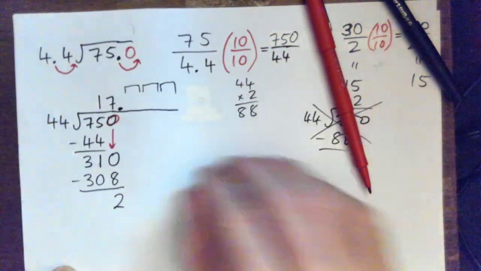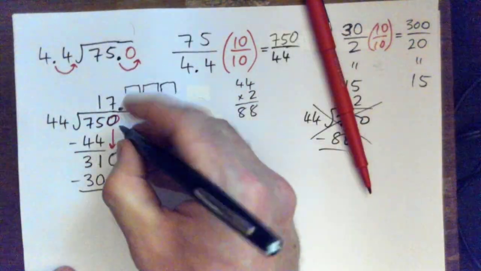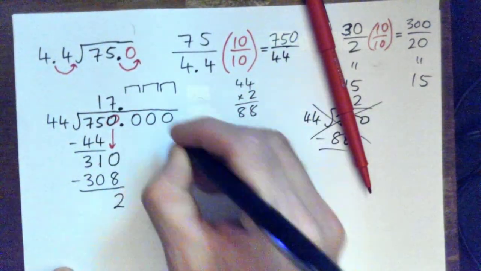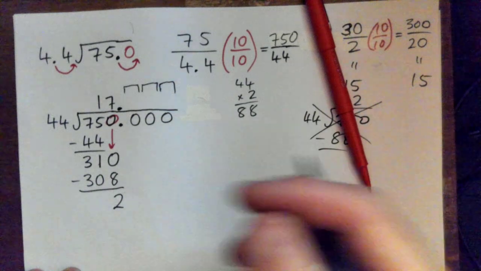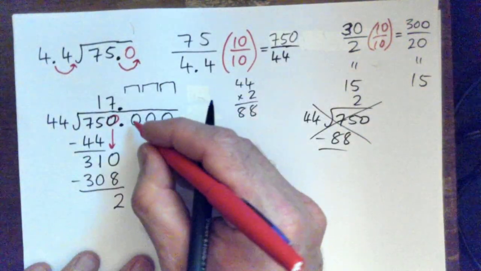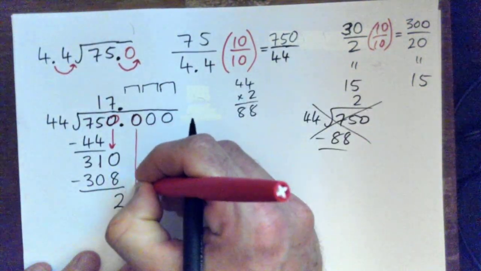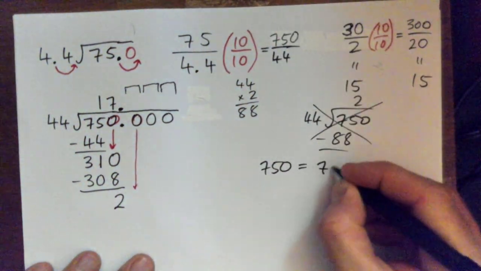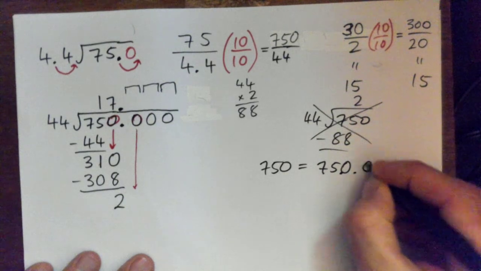Put a decimal and add zeros. Yeah, we can write 750 as 750.000, right? And keep seeing what happens. So bring down this 0 that we just created. That's fine, because look, 750 is the same thing as 750 point 000, right?